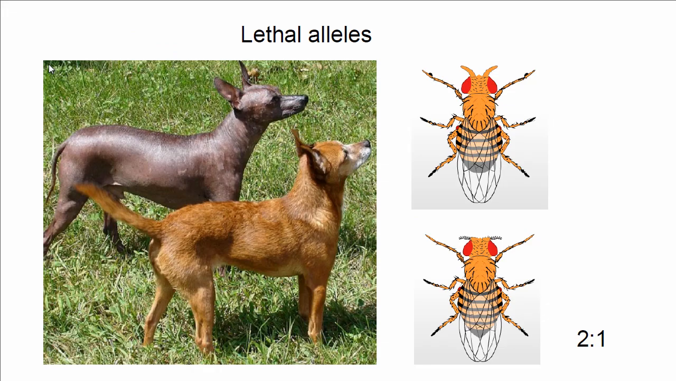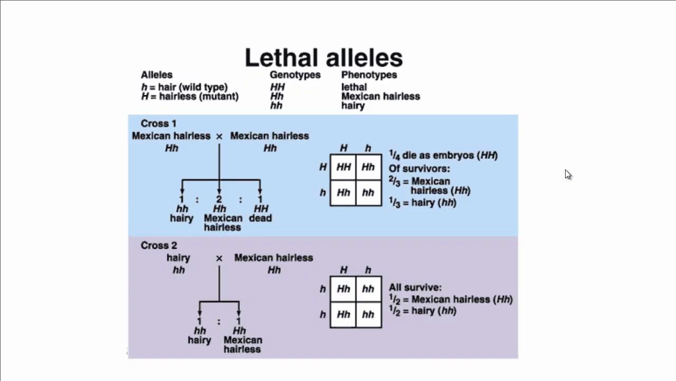All right. So lethal alleles. The example that's often used for lethal alleles is this case of the Mexican hairless dog. Here these two dogs are the same breed, just that one of them doesn't express any hair and the other does. And in our case, we'll be looking at Aristopedia as a lethal allele, and we'll be looking for this ratio of 2 to 1. Let me explain how that works.